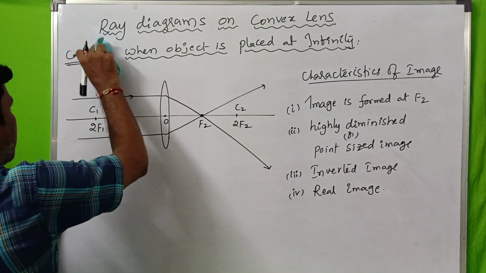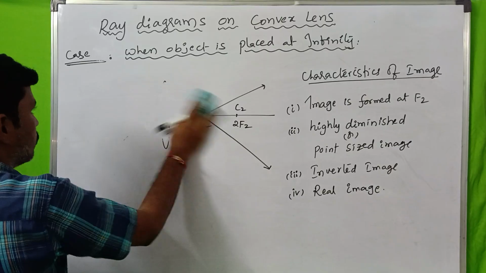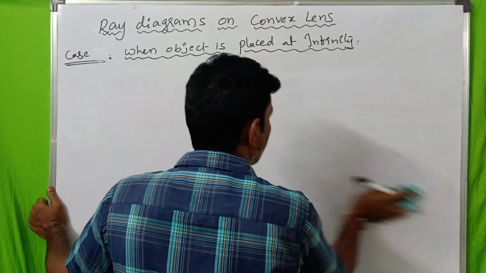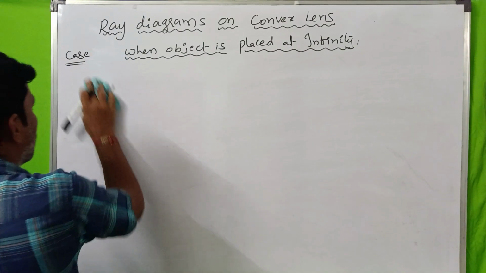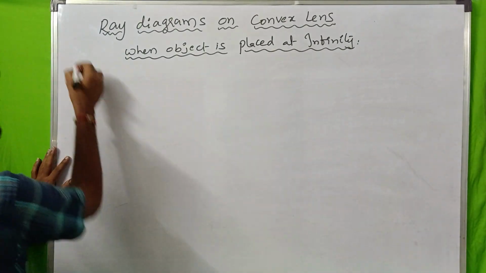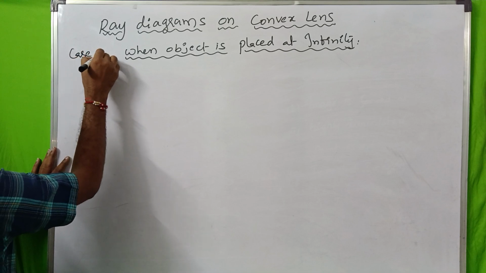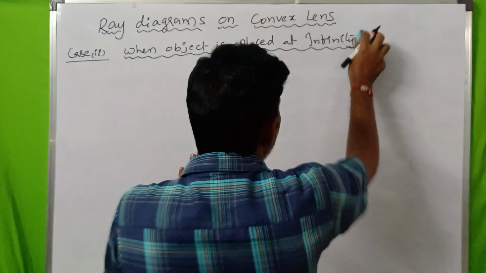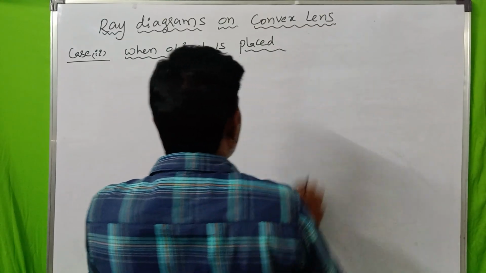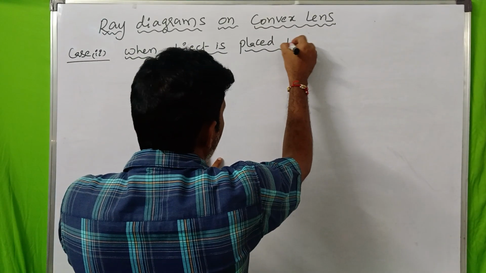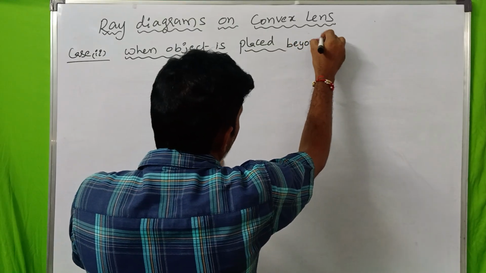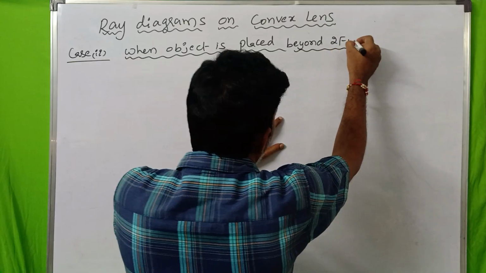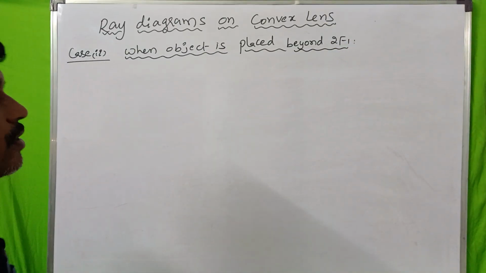Let us write Case 2. When the object is placed beyond 2f1, that means beyond the center of curvature.